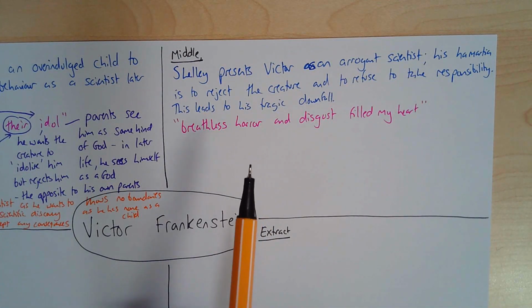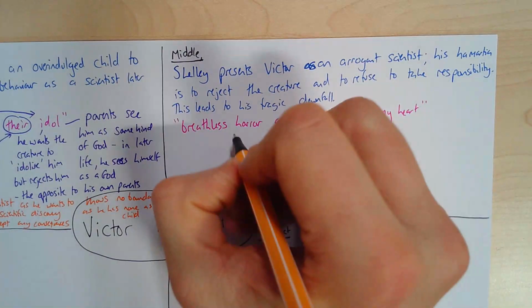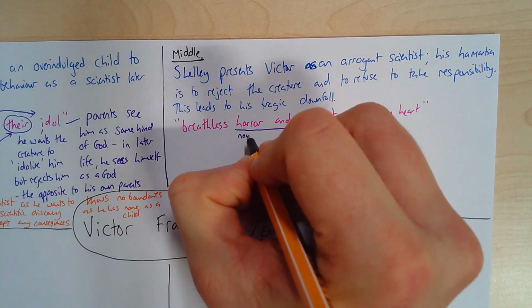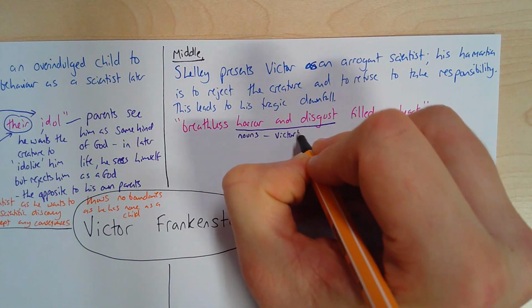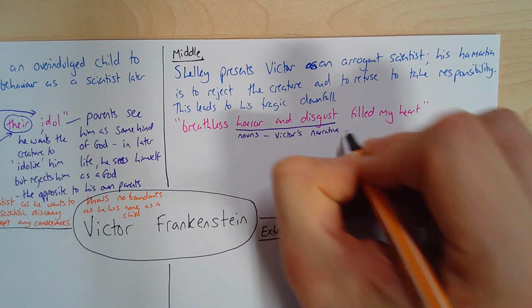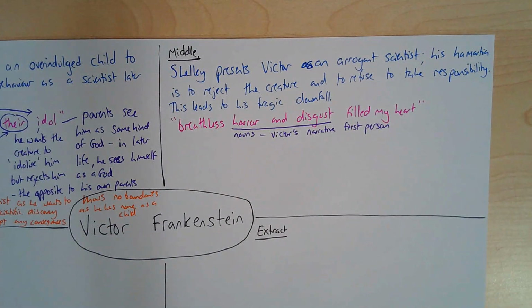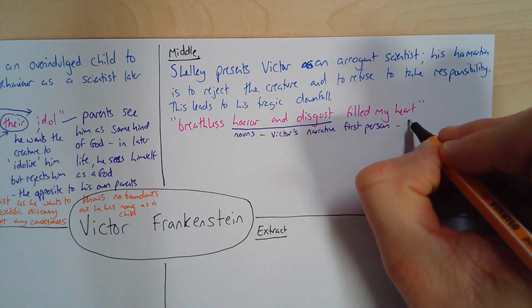This idea that he feels this sense of horror and disgust. So we get to see this sense of horror and disgust here as well. Again, two simple nouns, horror and disgust. And we see them because of Victor's narrative. Victor's narrative is first person. So Victor is the person telling the story of the creature's creation, and we see it through Victor, and we see his hatred for the creature.